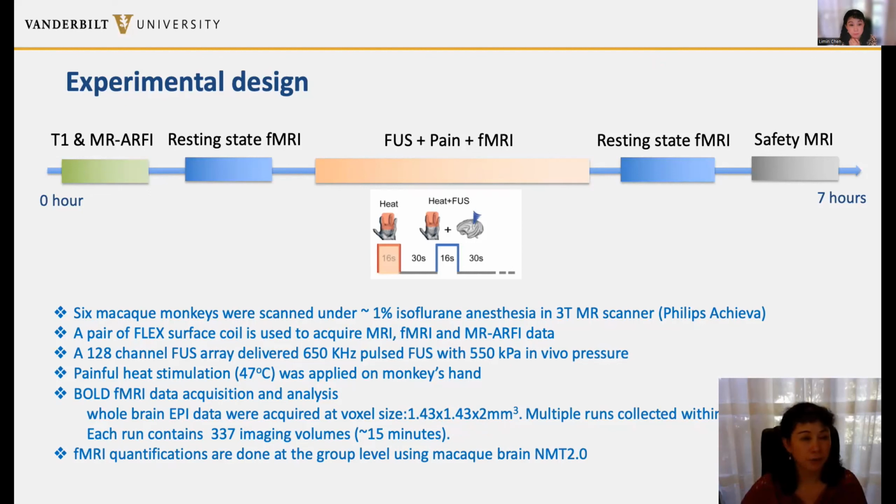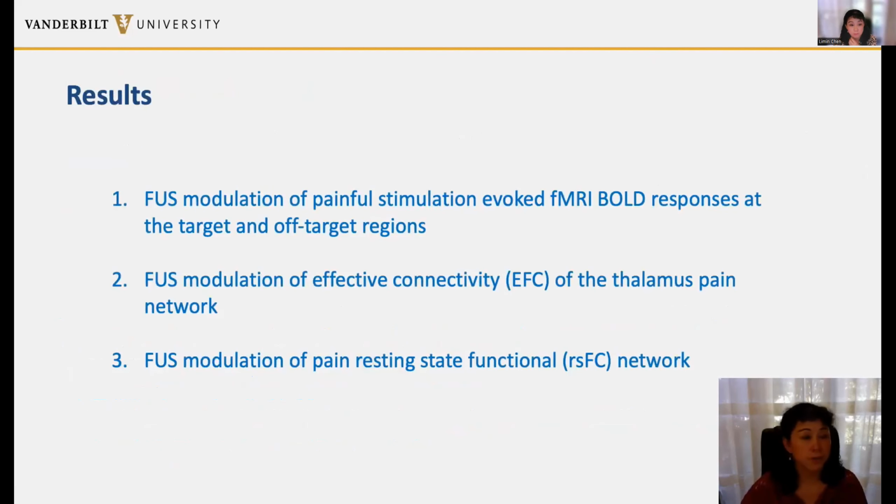I'm going to show you the results from 3 different angles. First is ultrasound modulation of painful stimulation evoked BOLD response at the target and off-target regions. The second is ultrasound modulation of effective connectivity of the thalamus PEN network. The third data set is ultrasound modulation of the PEN resting state network.